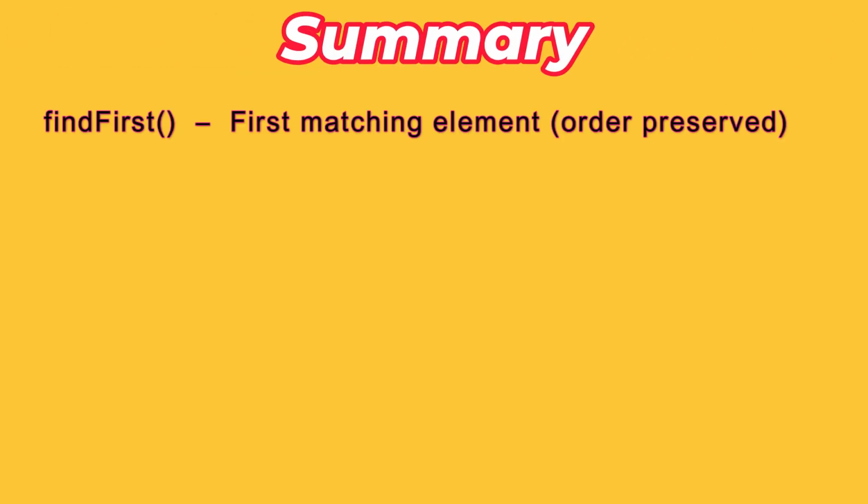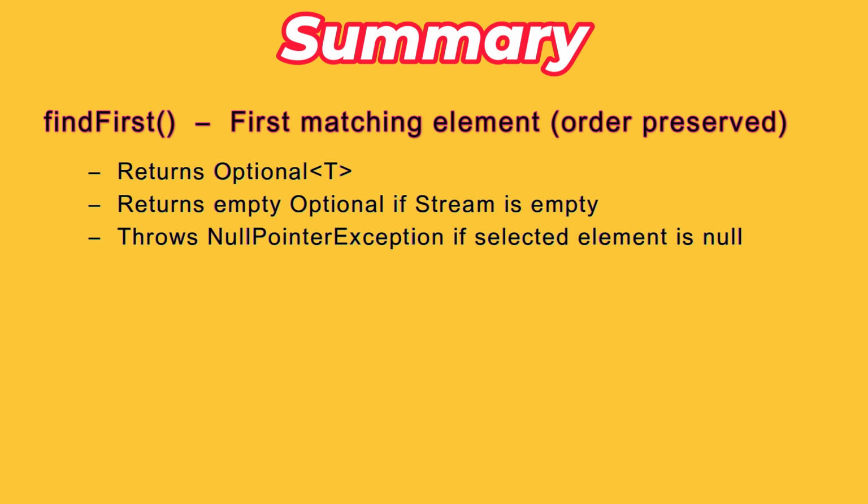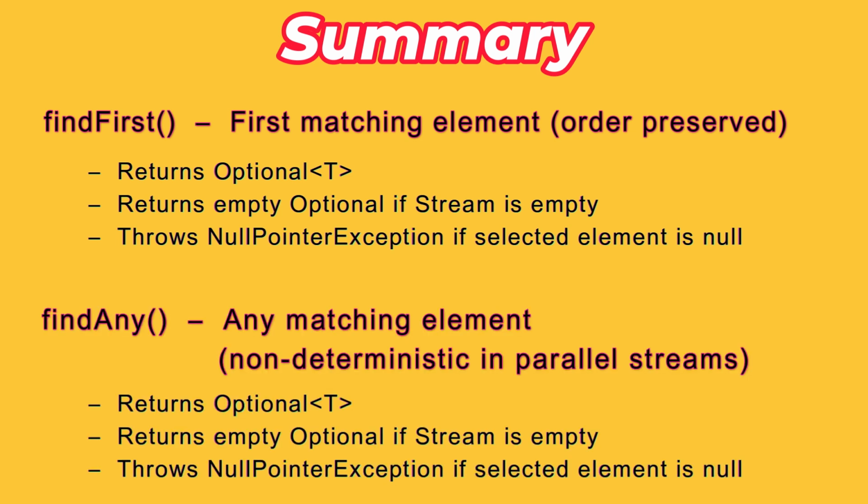So let's quickly summarize what we saw. We saw the findFirst method, which returns the first matching element and preserves the order. The findFirst method returns an Optional of the element. It returns an empty Optional if there is no element in the stream. It throws a NullPointerException if the first element selected is null. Similarly, findAny is free to choose any element from the stream and returns that. So it is non-deterministic in parallel streams. You can't guarantee the result in parallel streams. It returns an empty Optional if there is no element in the stream, that is, if it is an empty stream. It throws a NullPointerException if the element selected by findAny is null.